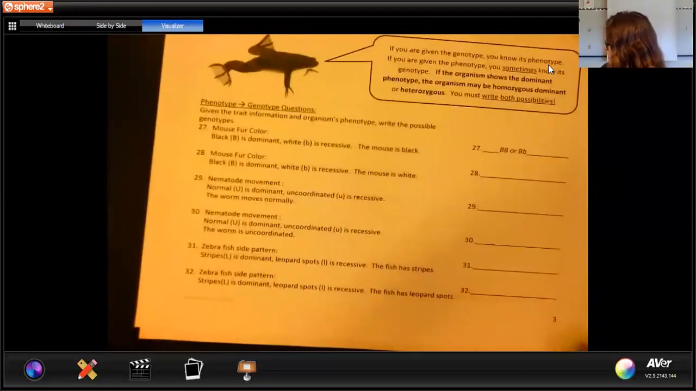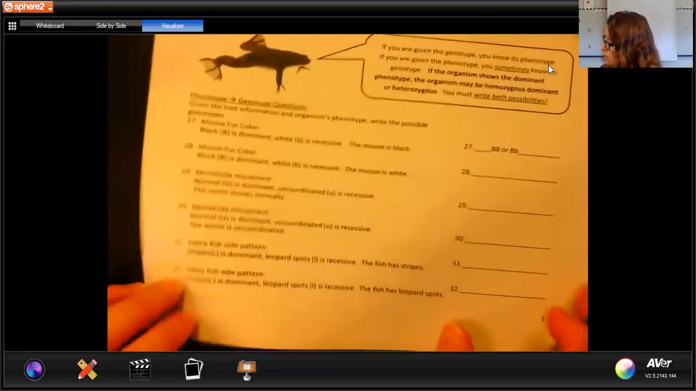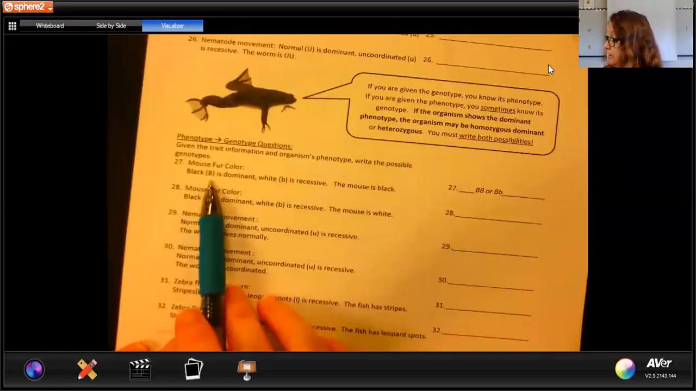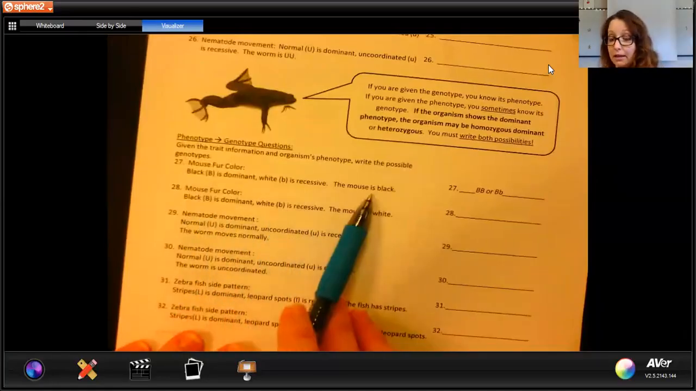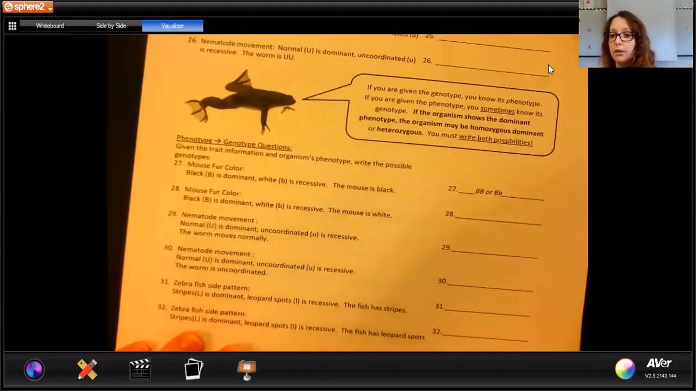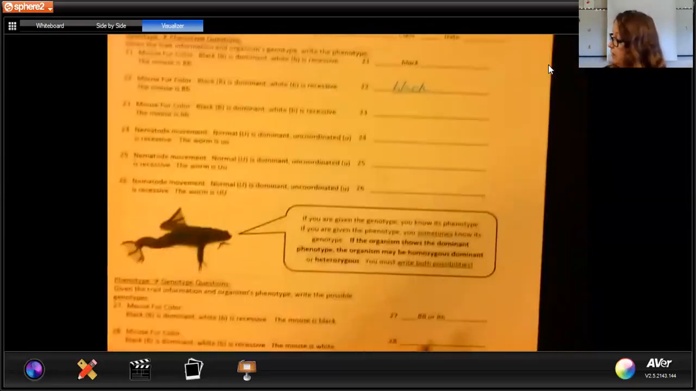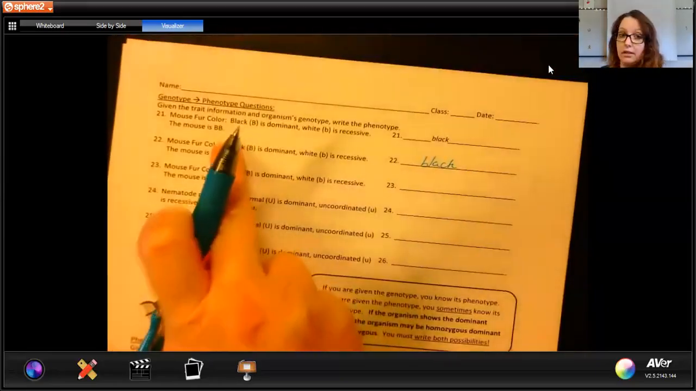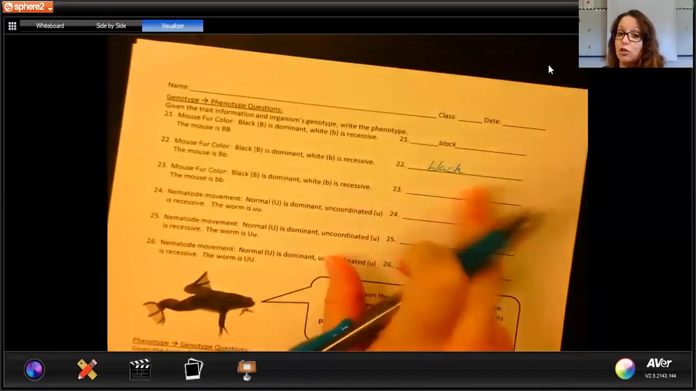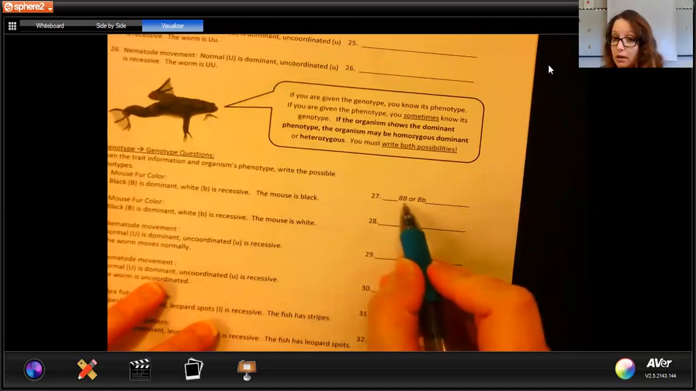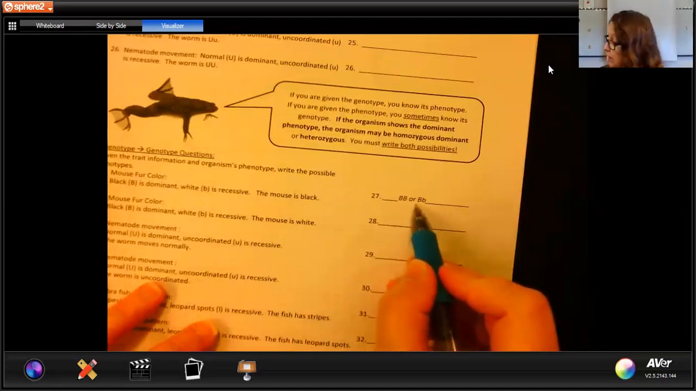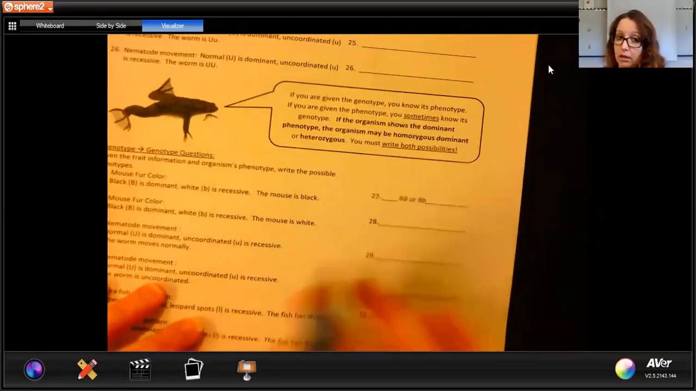For more phenotype and genotype colors, they're letting us know big B is dominant, little b is recessive, and the mouse is black. This is a little bit more interesting of a question because we know from up here that big B can be inherited in 2 different forms and still show a black mouse. So you have to account for all possibilities and say it can either be homozygous dominant as big B, big B, or heterozygous as big B, little b.